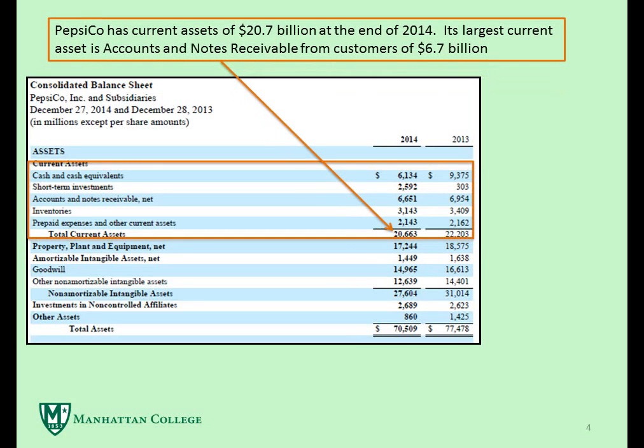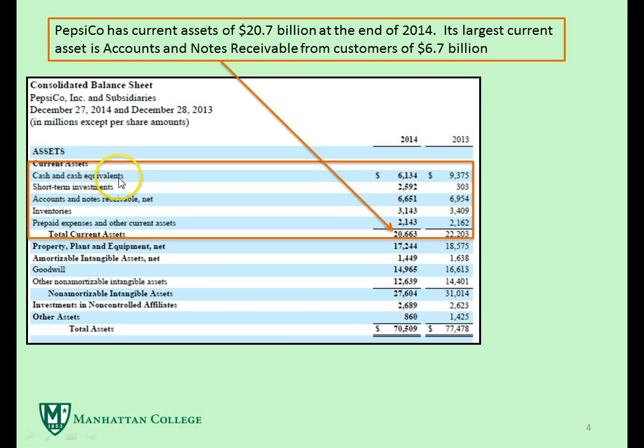The first type of assets listed in U.S. Generally Accepted Accounting Principles are current assets. PepsiCo has current assets of $20.7 billion at the end of 2014. That's a good percentage of its $70.5 billion in total assets. These are assets that are either cash, will turn into cash, or will be used within a year or the company's operating cycle, whichever is longer.